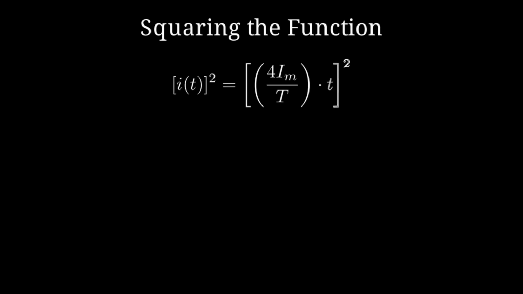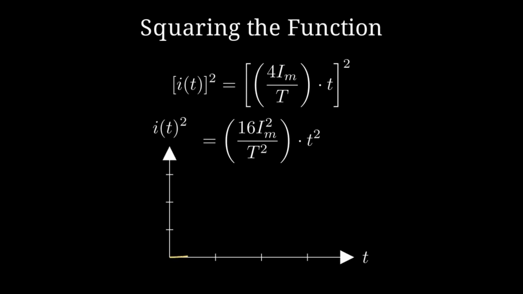Next, we square this expression as required by the RMS formula. Squaring the constants and the variable t gives us 16 times the peak current squared, divided by the period squared, all multiplied by t squared.